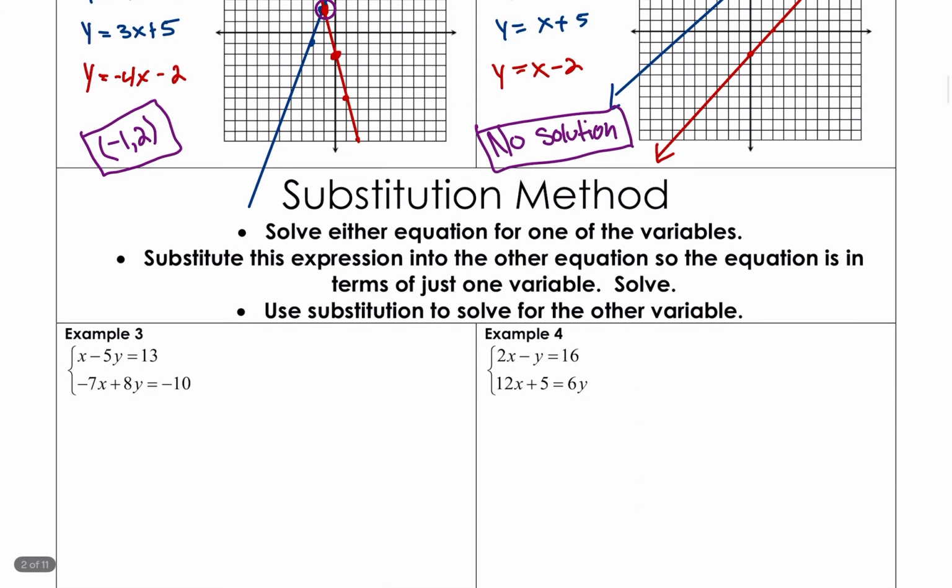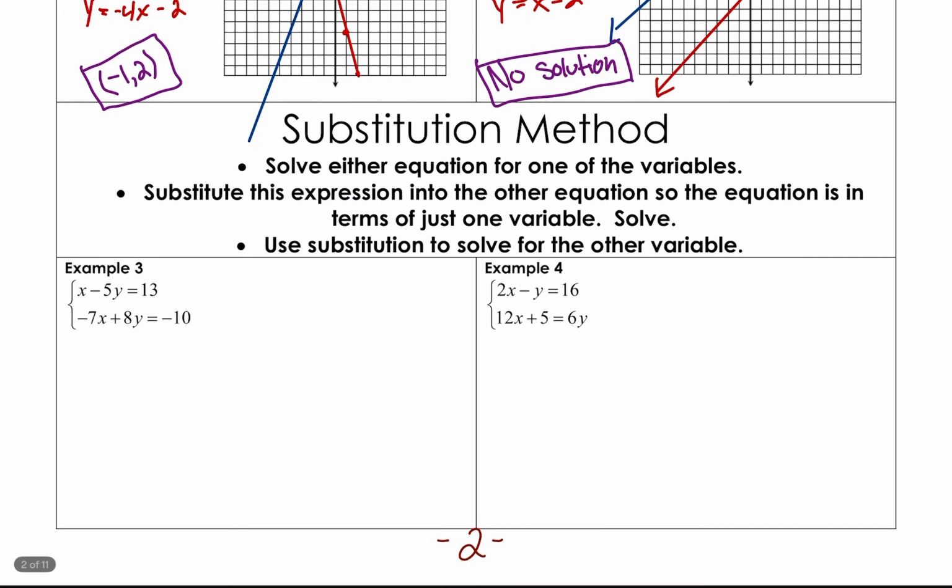The second way is using the substitution method. Using the substitution method, we solve one equation for a variable to be all by itself, and then we plug that equation into the other equation. So I'm going to change this first equation and get x all by itself. You can get x or y all by itself, whatever's easiest. It's easiest to get x by itself, so I'm going to add 5y to both sides. That's going to make this x equals 5y plus 13.